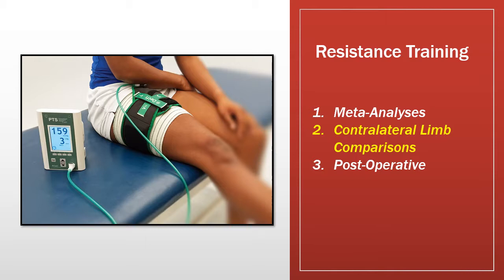Okay, so the next two studies are going to look at the comparison within the same individual, comparing one arm to the other arm. One arm will be restricted with BFR, the other one will not. We'll look at one example in the upper extremity and one example in the lower extremity.